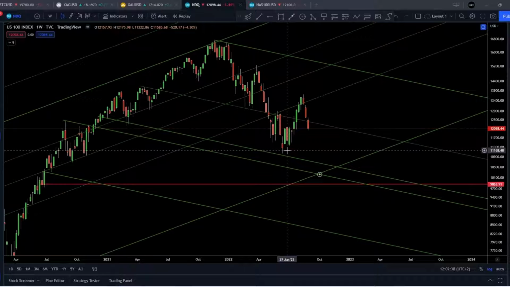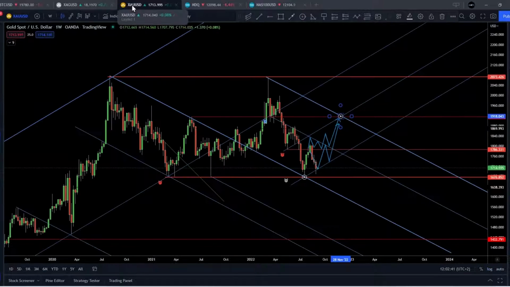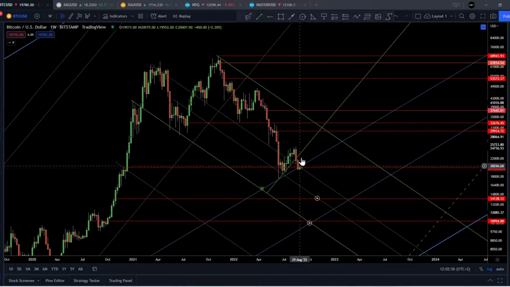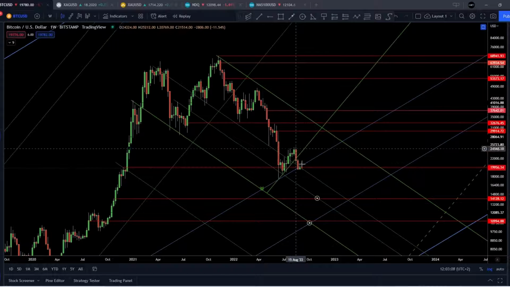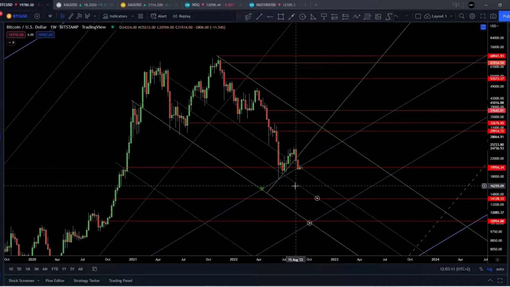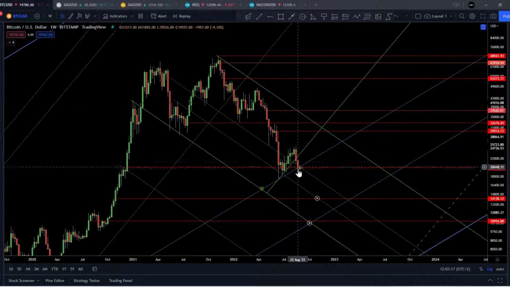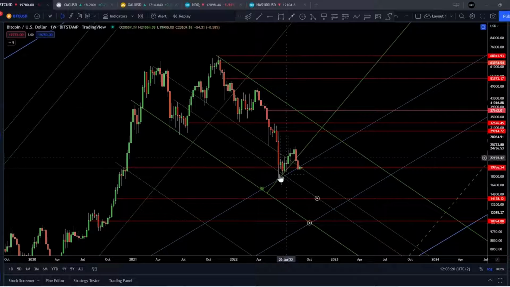We can say the same with the correction in gold. It's a little bit steeper, but the close price is still within corrective parameters, a bit more severe than in stocks. And even Bitcoin, the corrective measurement in terms of percentage, or if we would use a Fibonacci scale to measure this, the magnitude of this correction is still within normal corrective patterns.